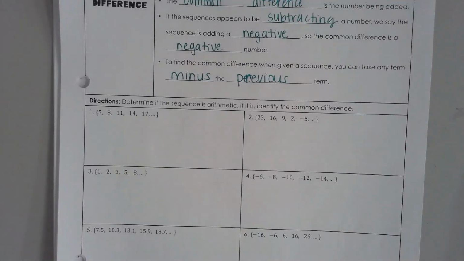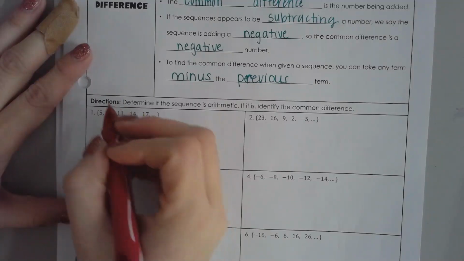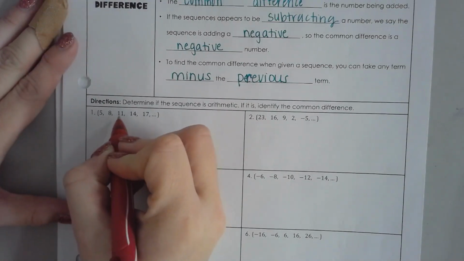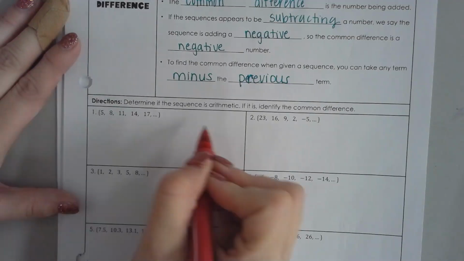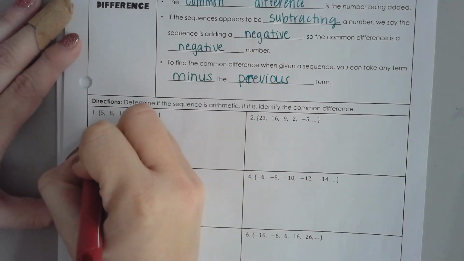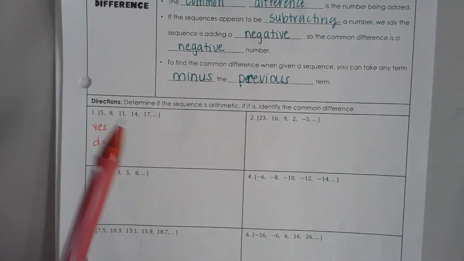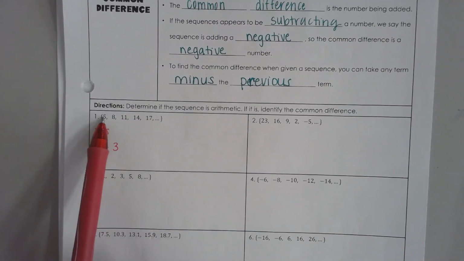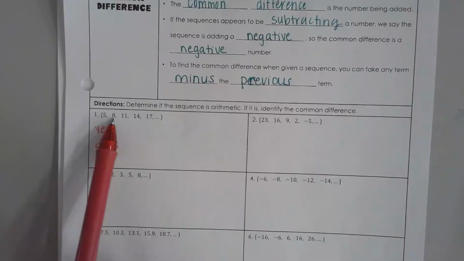I have the sequence 5, 8, 11, 14, and 17. Is it adding the same number every time? Yeah, what number is it adding? 3. So 5 plus 3 is 8. 8 plus 3 is 11. 11 plus 3 is 14. 14 plus 3 is 17. Check all the way down every number you're given to verify that it is accurate. Yes, it's arithmetic. The common difference is 3. If you couldn't tell that it was adding 3, what's 8 minus 5? 3. What's 11 minus 8? 3. You could do it that way.